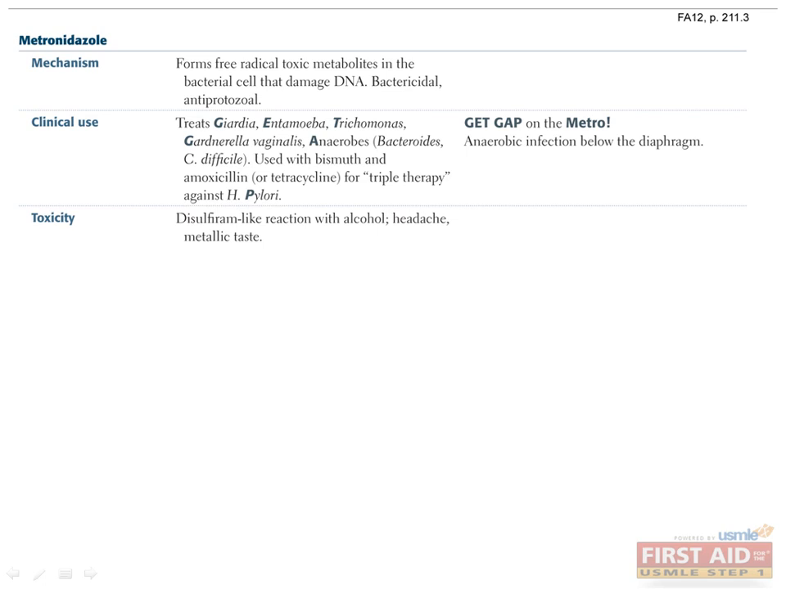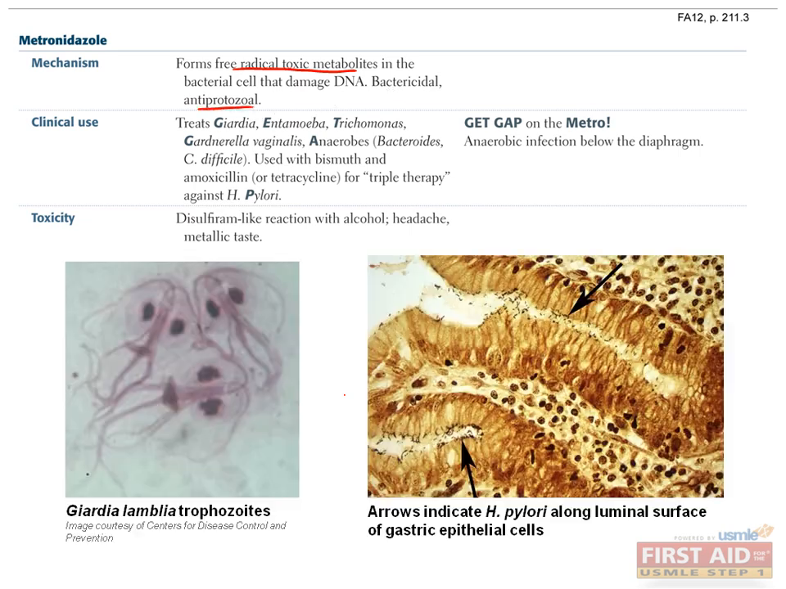Metronidazole is a bacterial antibiotic that induces free radical toxic metabolites, damaging bacterial DNA. It also has antiprotozoal activity. Metronidazole is used to treat infections from Giardia, Entamoeba, Trichomonas, Gardnerella vaginalis, and anaerobes. Also important is the treatment of H. pylori. Remember the GET GAP on the metro mnemonic. Metronidazole may induce a disulfiram-like reaction, which is nausea that occurs with concurrent alcohol use.